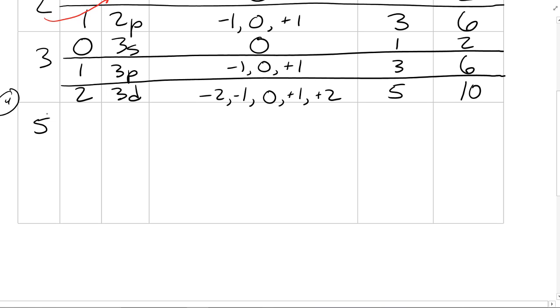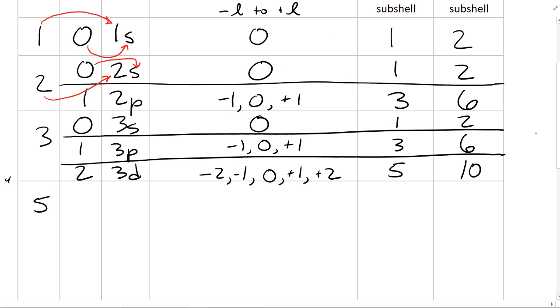All right, go ahead now. Remember, we're going to skip 4 and go on to 5. Complete this for the fifth energy level. Show all of the subshells, show all of the M sub L values, show the number of orbitals in the subshell, and the number of electrons in each subshell.